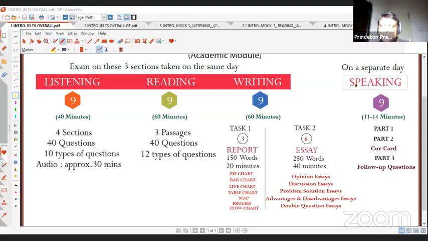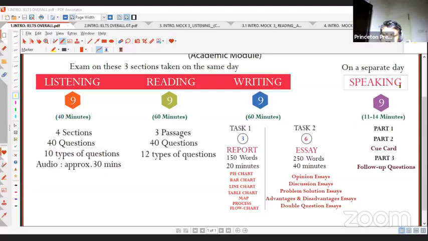And there are 5 types of essays. It's going to be an opinion essay, a discussion essay, a problem-solving essay, an advantage and disadvantage essay, and a double question essay.